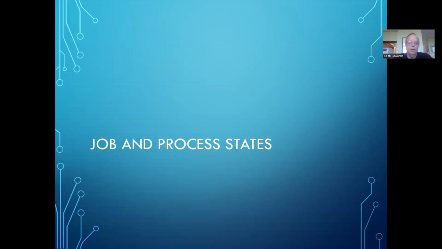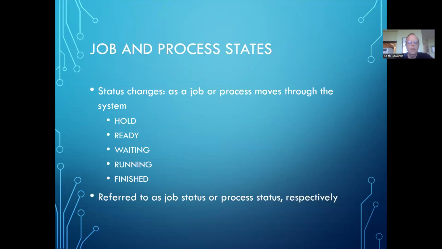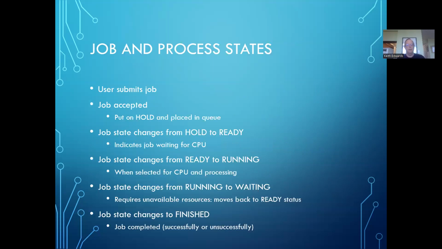So what states does a job and a process go through? Basically, it changes as it moves through the system. It starts in holding, goes to ready, waiting, running, and then finished. And of course, it can transition between these different states. So here's what typically happens. The user submits a job. The job is accepted and placed on hold and placed in the queue.